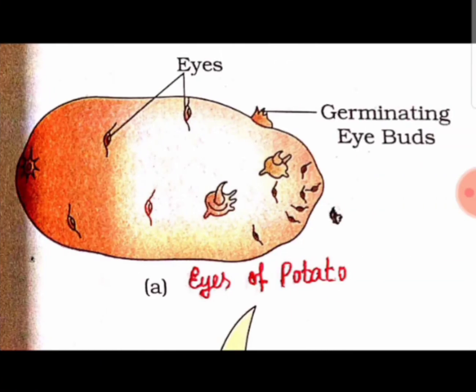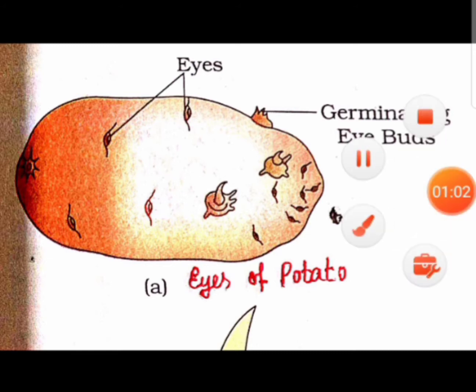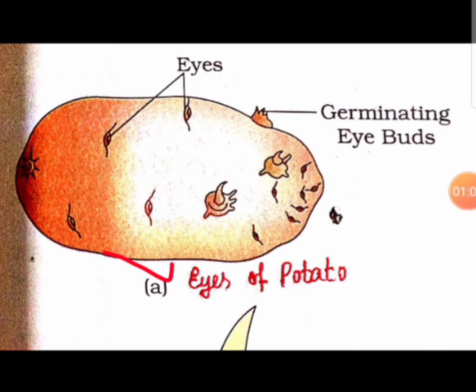Now let us start the vegetative propagules. In plants, asexual reproduction occurs with the help of vegetative propagules, and the method is considered as vegetative propagation. So here you can find eyes, also called buds, in potato. In addition to that, eyes are the vegetative propagules in potato.